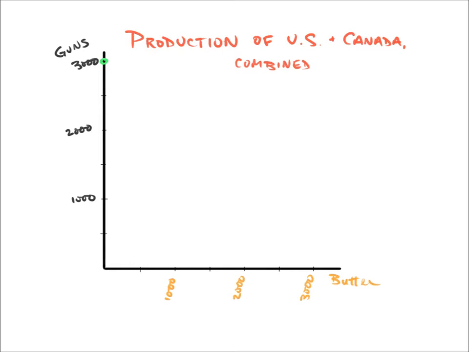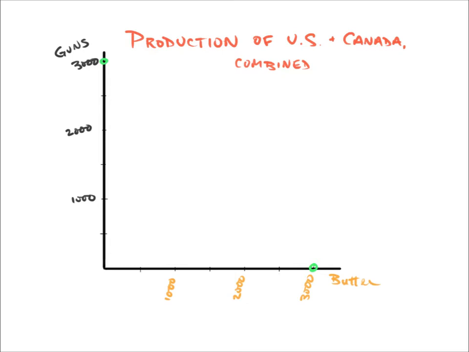Another extreme point, if both countries decide to use their resources to produce butter only, the US, if it uses all 1,000 saltpeter for butter production, produces 1,000 butters. Canada, if it uses all its resources for butter, produces 2,000 butters. So combined, they can produce 3,000 butters.